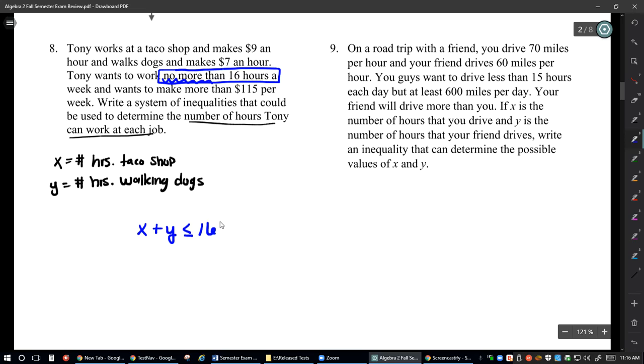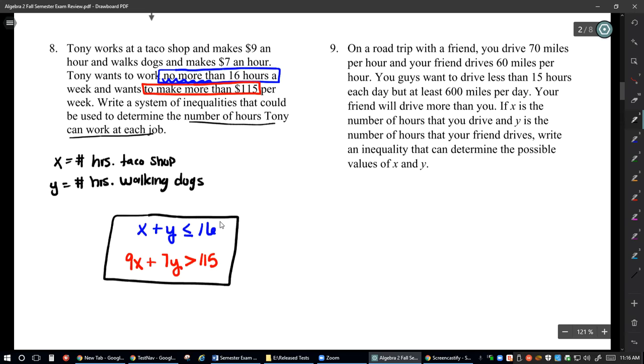And I would look for another total, and I see that there's another total here. He wants to make more than $115. Now we have the value, the money that comes into this. And so at his taco shop, he makes $9 an hour. So 9 times the number of hours gives you the value of money. Plus his dog walking, he makes 7. So $7 times the number of hours he's working should be more than 115. Now it's not equal to, he wants over 115, not exactly that much. And so this is all we have for the system of inequalities for number 8. So you guys are going to try number 9.